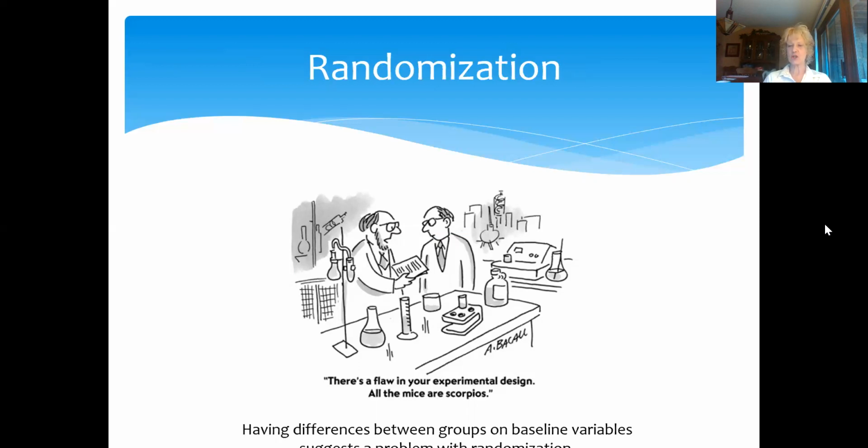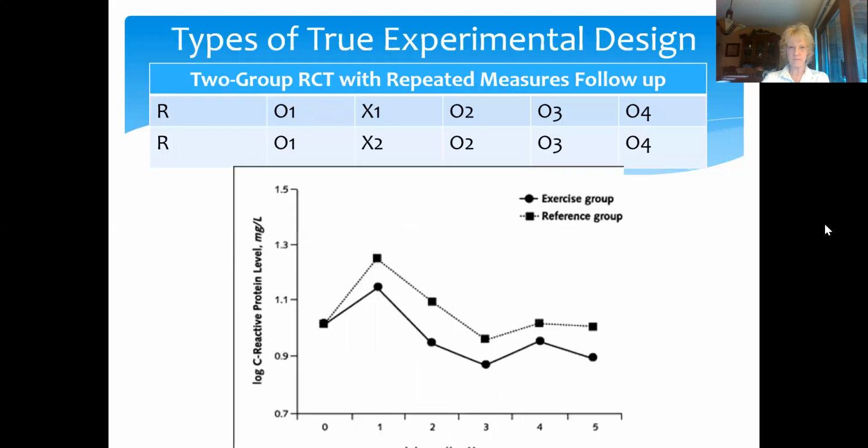Did they determine sample size ahead of time? And did they report whether or not these samples were pretty similar before they did the intervention?